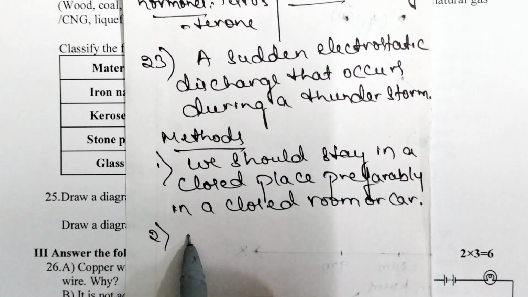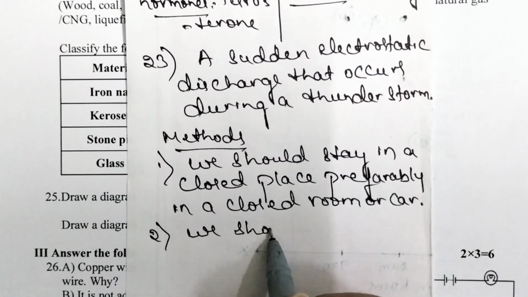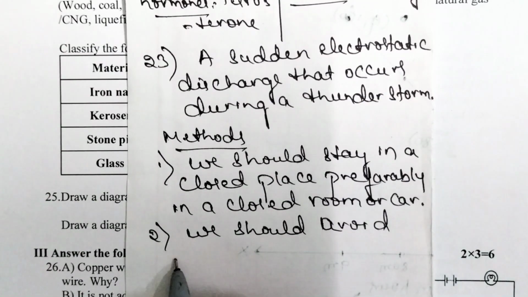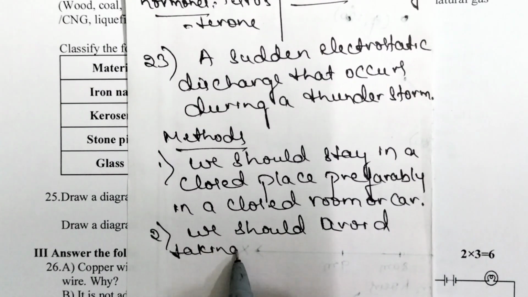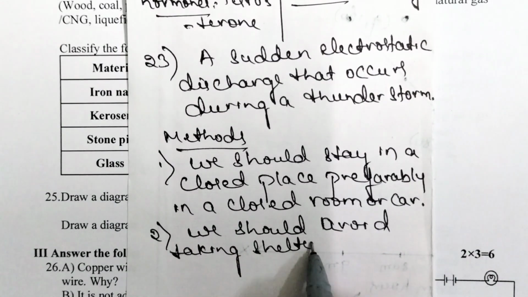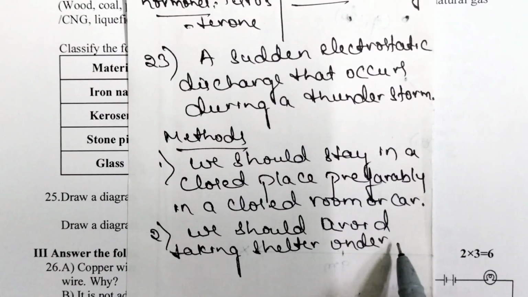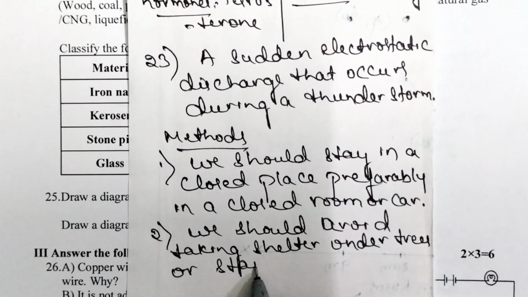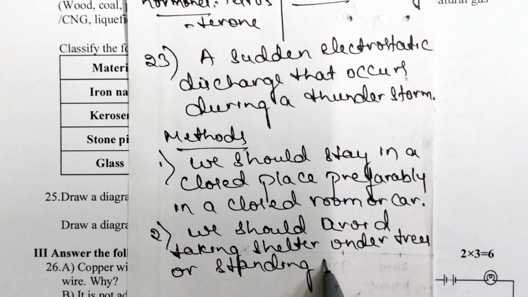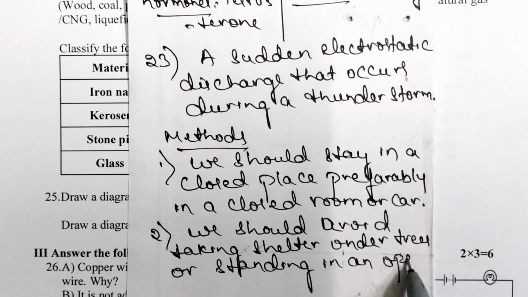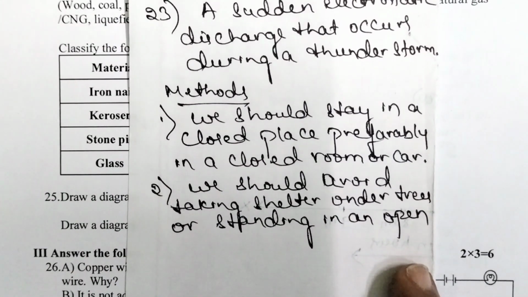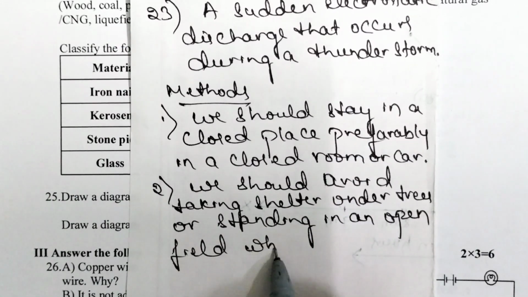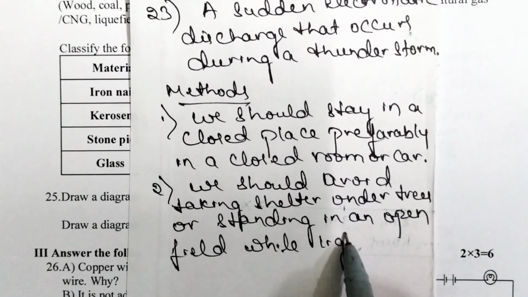The second method is that we should avoid taking shelter under trees or standing in an open field while lightning.